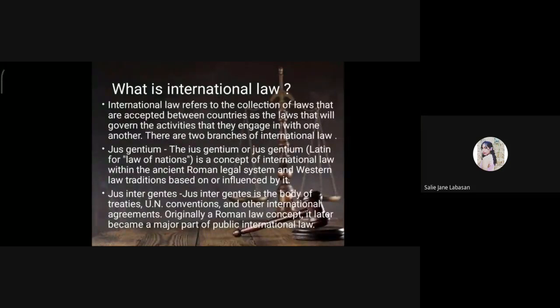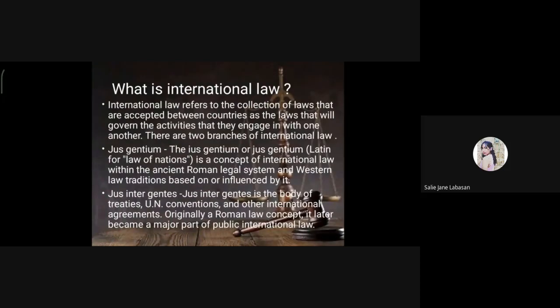Jus gentium. The jus gentium, or in Latin, law of nations, is a concept of international law within the ancient Roman legal system and a Western law tradition based on or influenced by it. So jus gentium is a law of nations or a public international law.